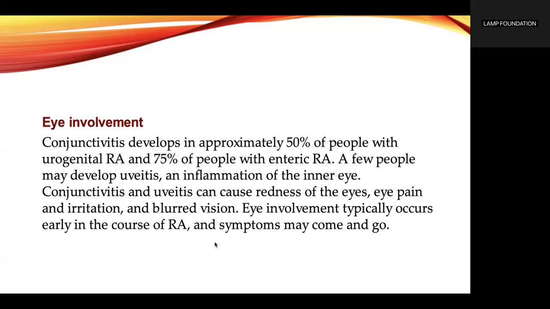Conjunctivitis develops in approximately 50% of people with urogenital RA and 75% of people with enteric RA. A few people may develop uveitis, inflammation of the inner eye. Conjunctivitis and uveitis can cause redness of the eyes, eye pain and irritation, and blurred vision. Eye involvement typically occurs early in the course of RA, and symptoms may come and go.